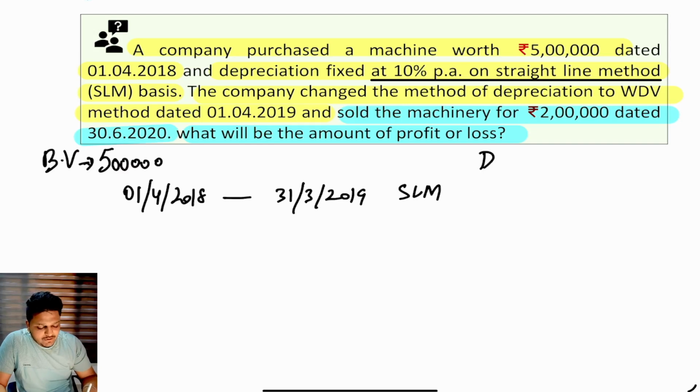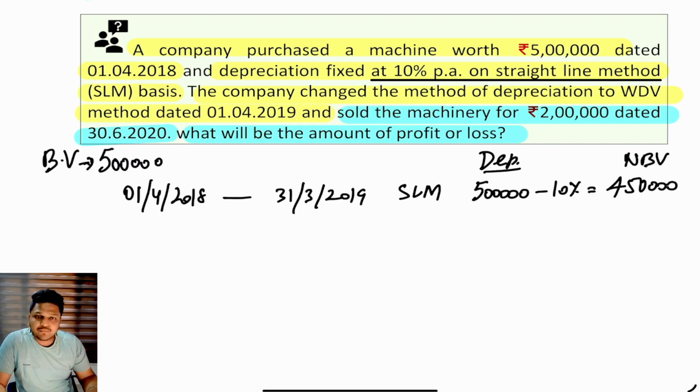So the depreciation, if we calculate, it is 5 lakh minus 10%, that is 4 lakh 50,000. So we have the net book value after 1 year to be 4 lakh 50,000. And the depreciation that was charged was 50,000 under the straight line method of depreciation. Is that clear? Okay.